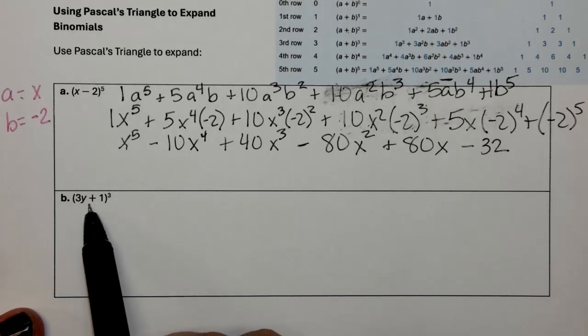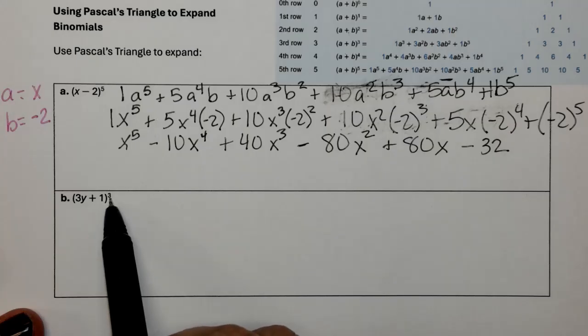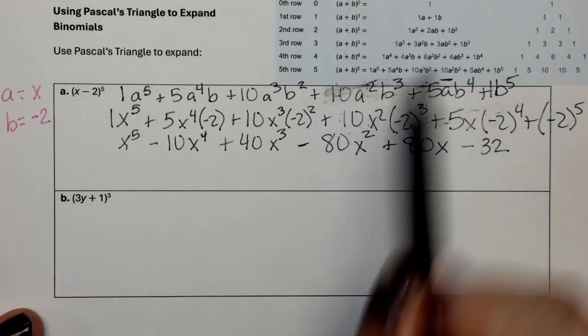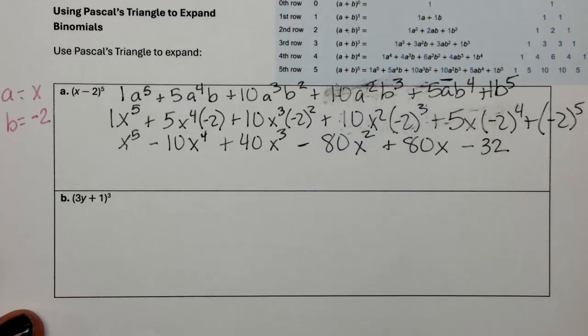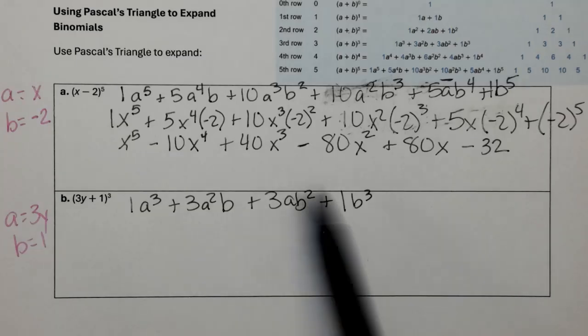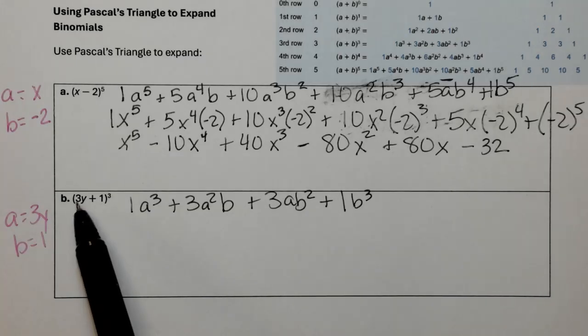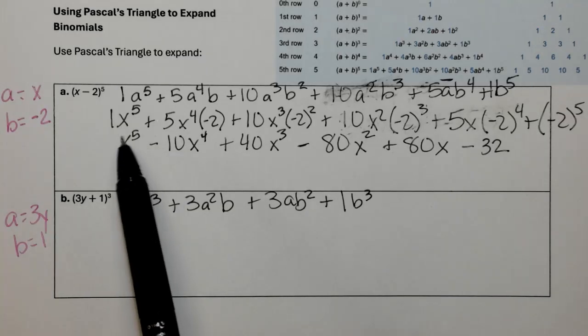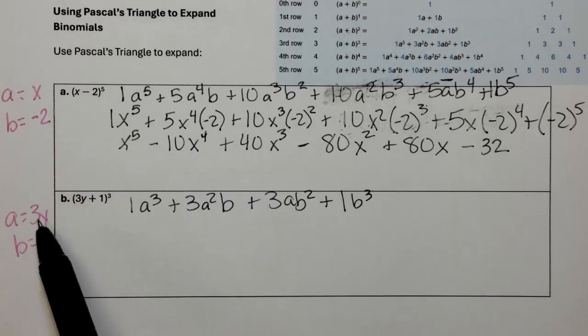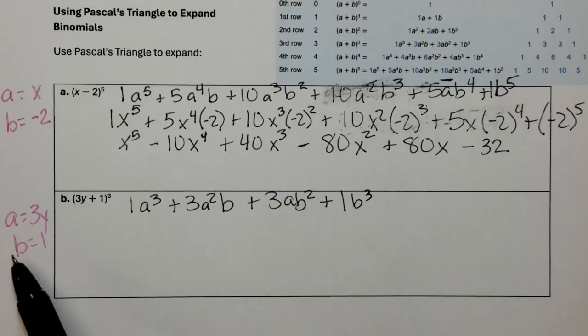All right, so I want you guys to try B. Pause your computer. We are doing the 3rd row, so try substituting that in. I have the pattern written down. Our A value is 3y. This one's not going to be as easy to zip through with the x's, so we may have to pause and work out some of this from time to time. If you have this, now go back and substitute in your A and B.